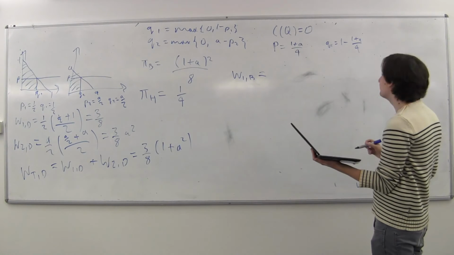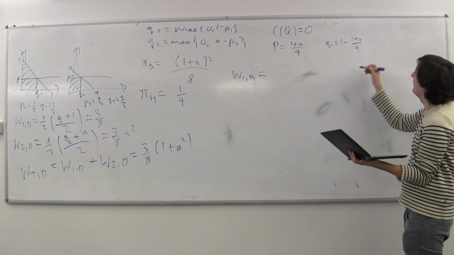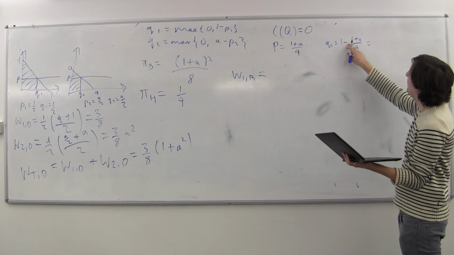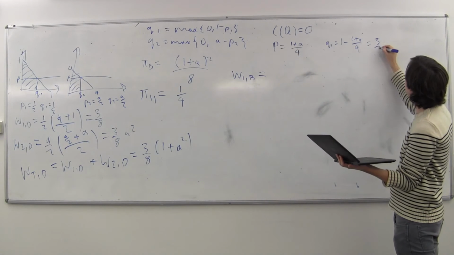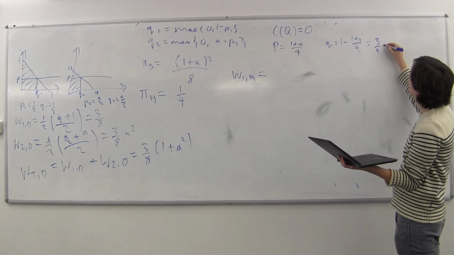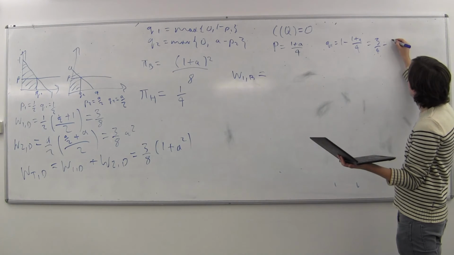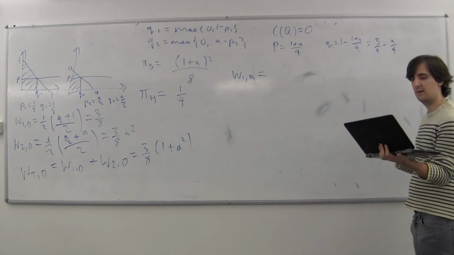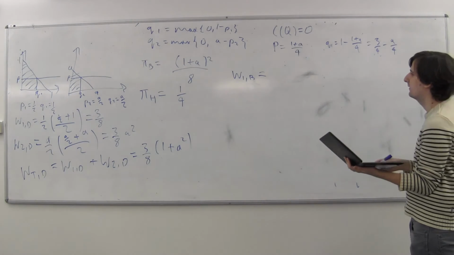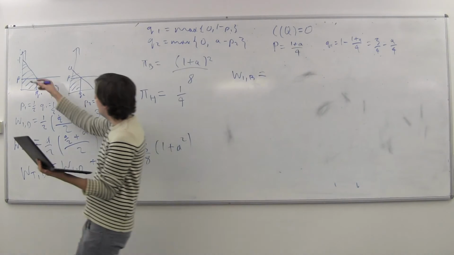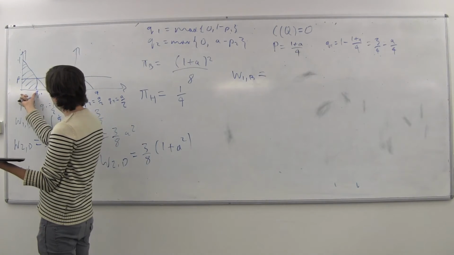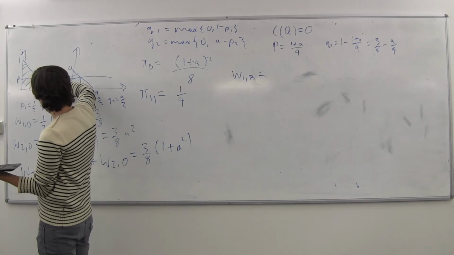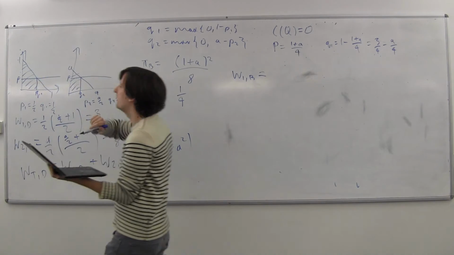This is hard. So what's that? We've got 1 minus a quarter, which is 3/4. So 3/4 minus A over 4. Okay, so welfare, remember, it's quantity times the average of the price.